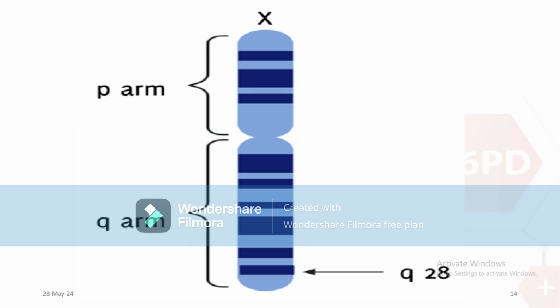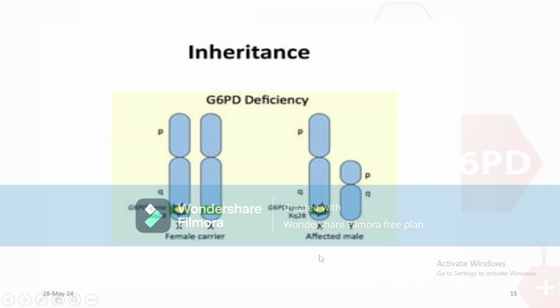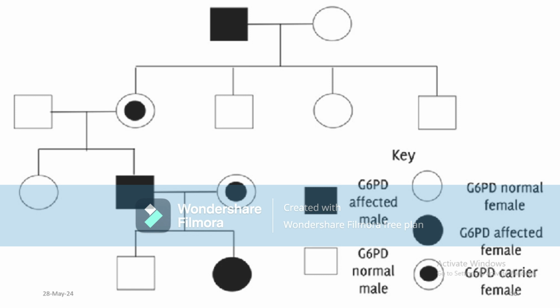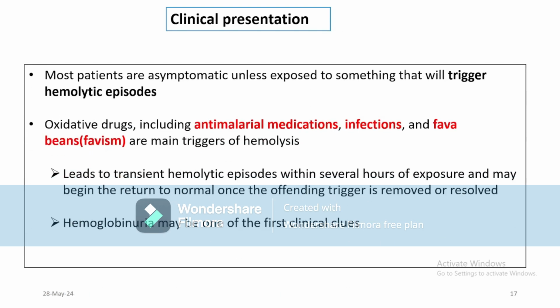So this is the chromosome. You can see there's a long arm of the chromosome. Position number 28, that is where the mutation occurs. So this is a pictorial view of how the disease is being inherited. Females can be carriers, but males are either affected or normal. This is a pedigree showing how the disease affects both genders.